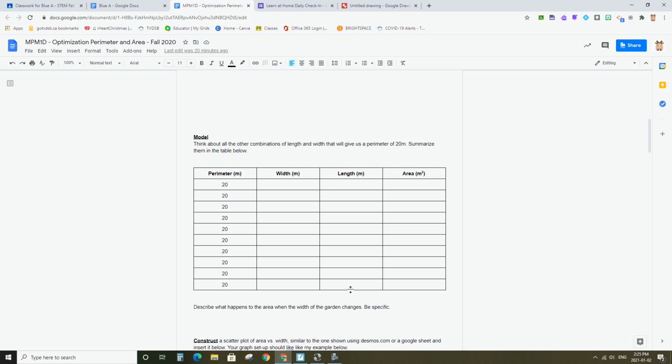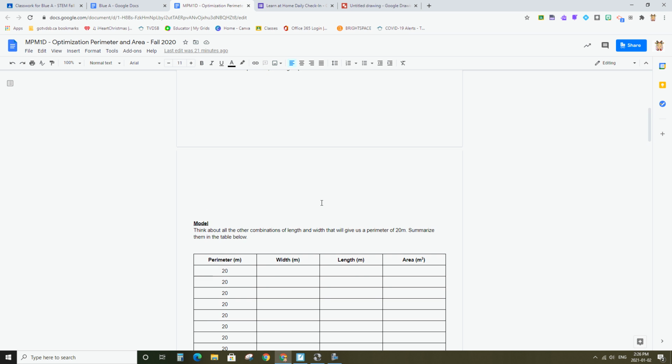In here, you're going to put a summary of all the different possible combinations that you could create a perimeter of 20 meters. So the one I created was a 2 by 8, right? So width would be 2, length would be 8, and then you're going to calculate the area. Remember, the area for a rectangle is length times width, so you would multiply your two values here. So ours would be 2 times 8, which would be 16 square meters. So you're going to go through and write down all the different possibilities. You can flip them. So if you had a width of 2 and a length of 8, you can also have a width of 8 and a length of 2. That would be another possibility.